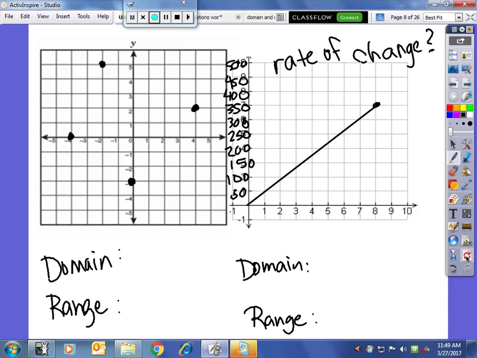Now, this one's not perfect, I guess, because my line segment's not perfect. The main thing I wanted you to see is that you got to look at the scale. This slope would be real close to 50.